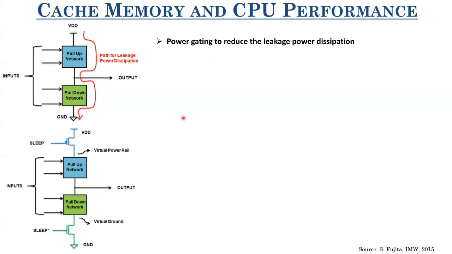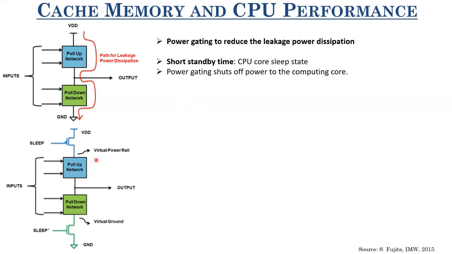So what happens during that idle state? When that idle state period is quite low, I mean when you are talking about short standby time, then what happens? The CPU core goes to sleep state. That is, if this represents your CPU core, then the sleep signal gets on. Once the sleep signal is turned on, power is not delivered to this computing core or your processing core.